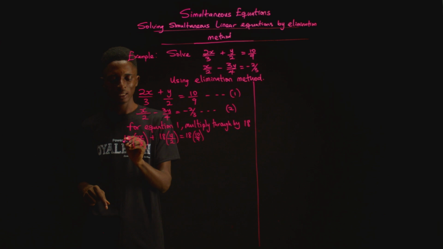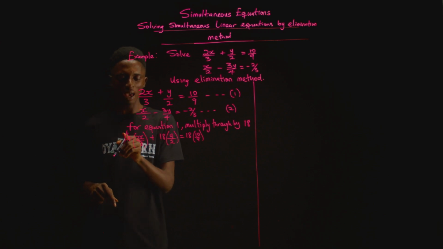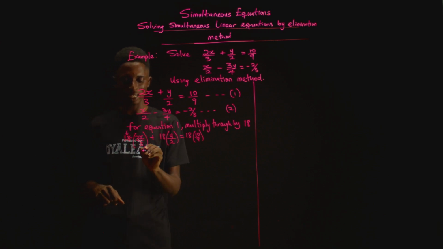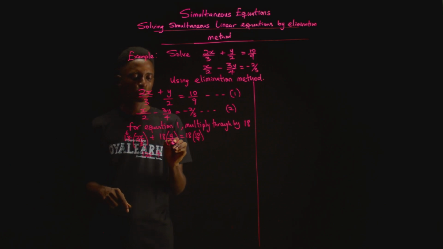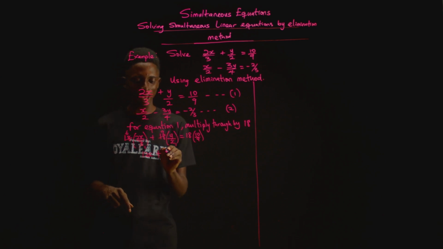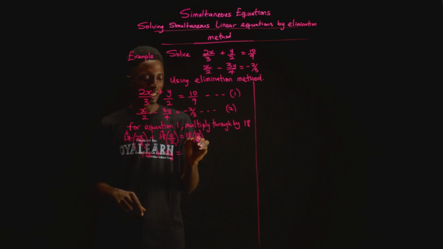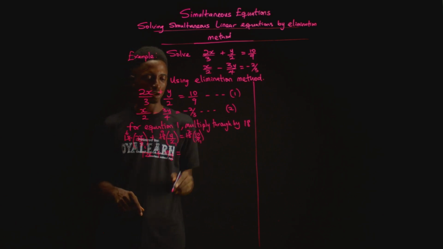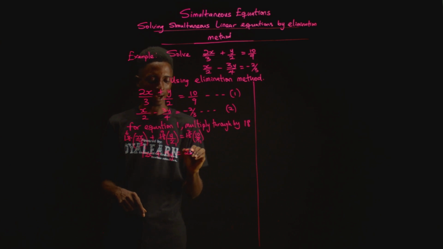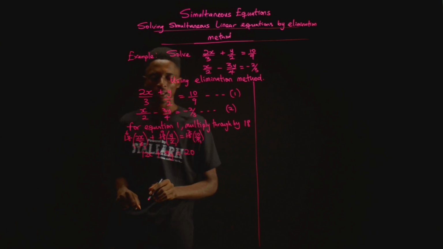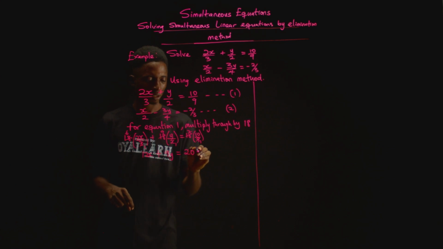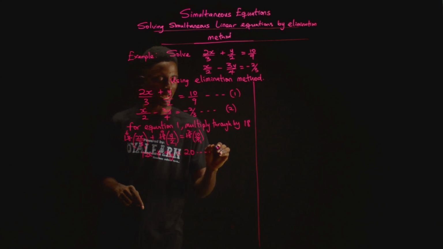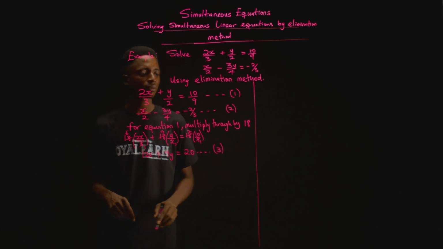3 here 1, 3 here 6. So we have 6 multiplied by 2x, and that is 12x plus 2 here 1, 2 here 9. So 9 multiplied by y gives us 9y equals 9 here 1, 9 here 2. So 2 multiplied by 10, and we have 20. And then to the next equation, remember, let's label this. This is now equation 3.